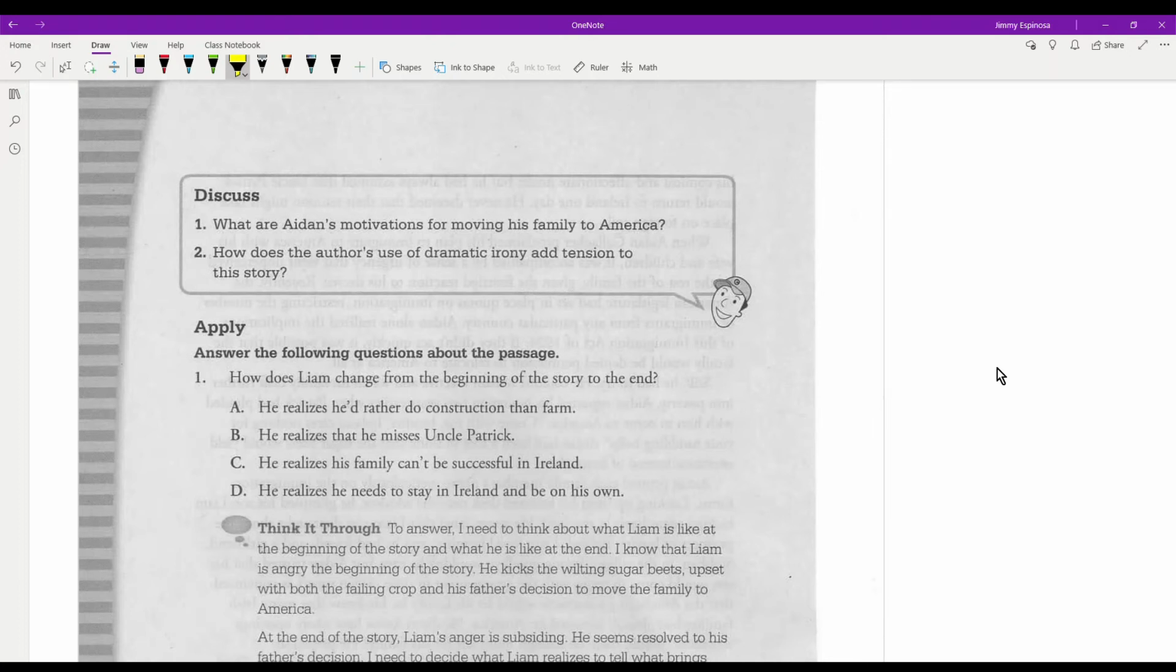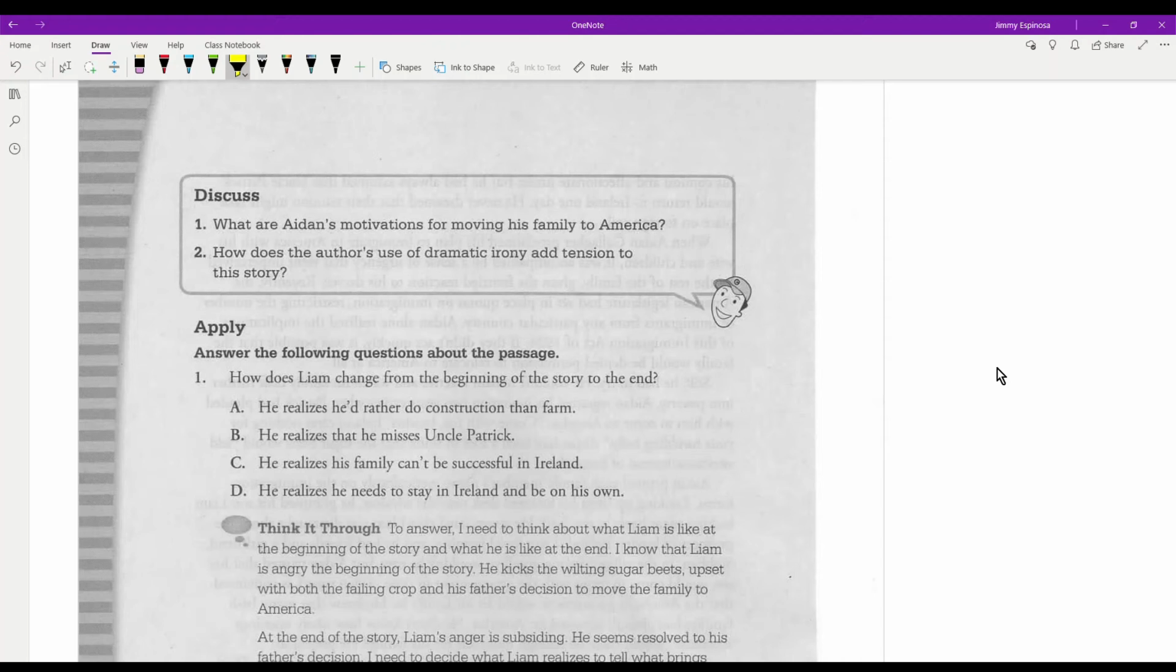So for the apply question, it says, answer the following questions about the passage. How does Liam change from the beginning of the story to the end? So he has a certain way of thinking at the beginning, and later on towards the end, he changes his way of thinking.